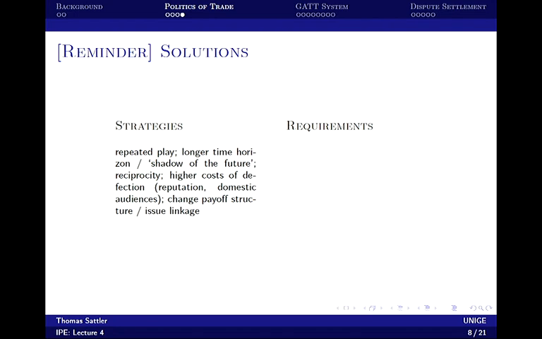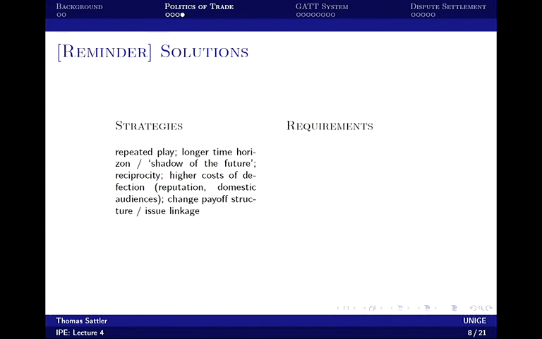So certain strategies, we know that certain strategies help us to overcome this cooperation problem. The first one is repeated play. To move from the non-cooperative equilibrium in the prisoner's dilemma to the cooperative situation where we both trade, we need repeated play. We need to play this game again and again and again. That's the first solution. The second requirement is that we need a long time horizon. We need to care about the future sufficiently much to actually outweigh the benefits from short-term defection. This is called the shadow of the future.